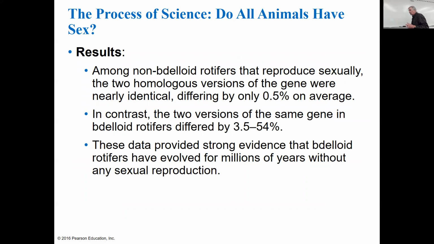So among non-bdelloid rotifers that reproduce sexually, the two versions of the gene were nearly identical, differing only by 0.5% on average. In contrast, the two versions of the same gene in bdelloid rotifers differed by 3.5 to 5%. These data provide strong evidence that bdelloid rotifers have evolved for millions of years without any sexual reproduction.